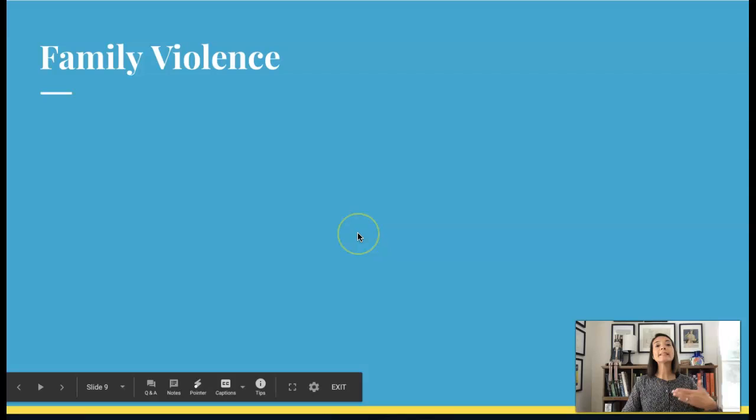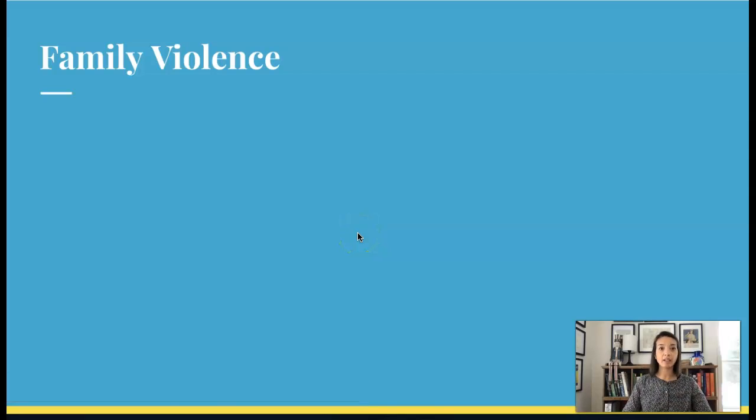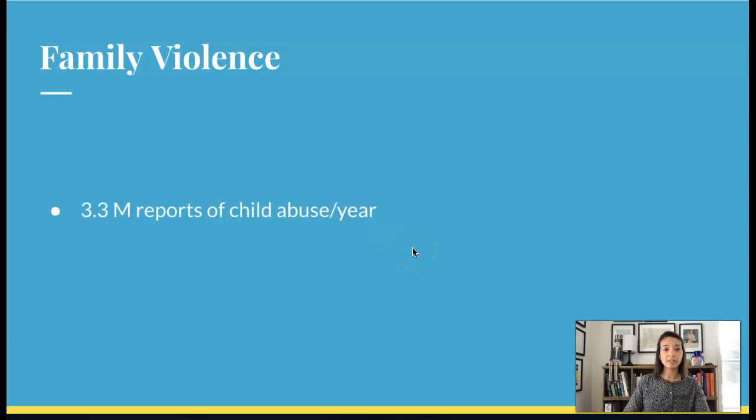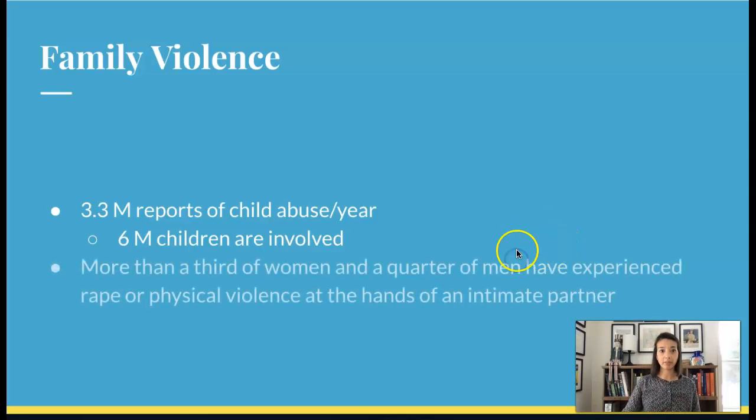Okay, we're going to end the video lesson with a section on family violence. And first we're going to talk about statistics. So there are 3.3 million reports of child abuse per year. And within those 3.3 million reports, 6 million children are involved. Okay, that's what that looks like.